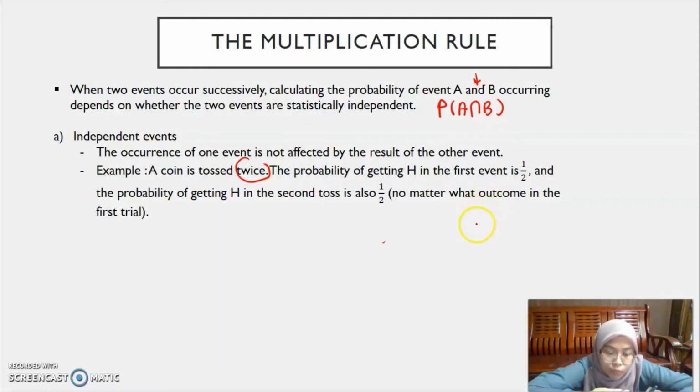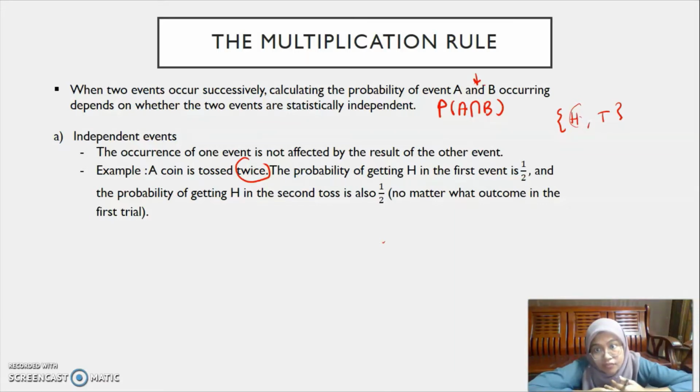We know that when we do the experiment of tossing a coin, the possible outcomes are either head or tail. So to get the head in the first event, the probability is 1/2. For the second toss, the probability of getting head is also 1/2, no matter what the outcome in the first trial, because this is an example of an independent event. The occurrence of one event is not affected by the result of the previous event.